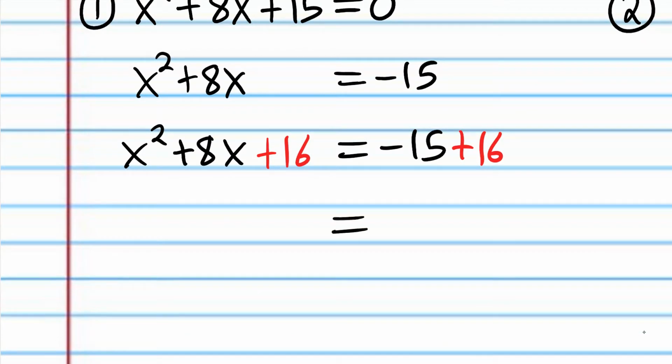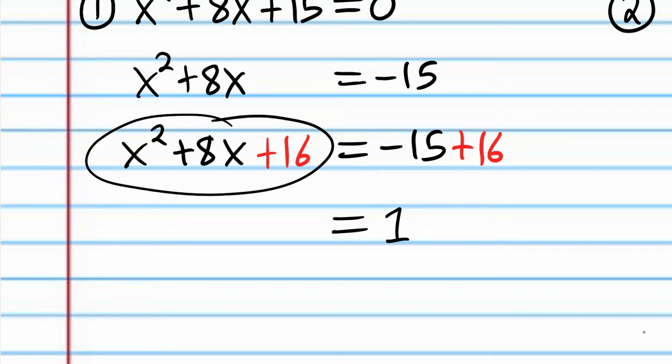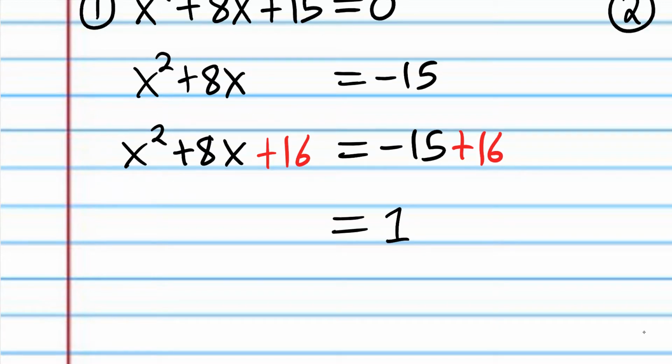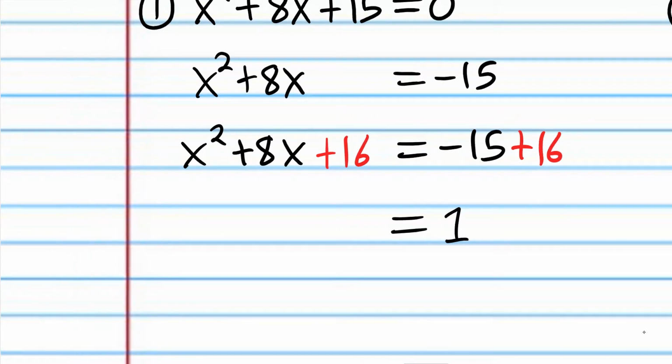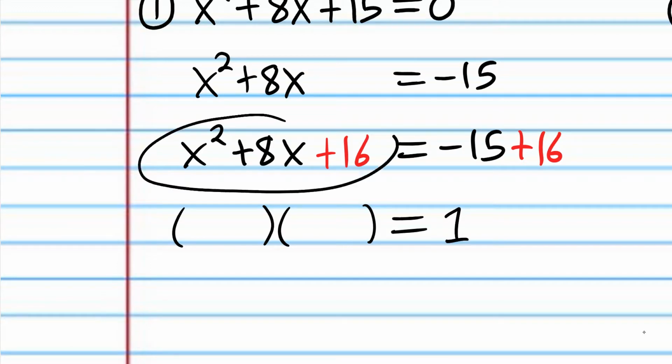So first of all, let's do the easy part. Negative 15 plus 16, that's just going to be 1. But over here, we're going to factor this, just like we factored in the previous problems. Okay, so we need 2 sets of parentheses, and see if you can go ahead and factor that. I want you to factor this and see what that will look like. What 2 numbers multiply to 16 and add to 8? And you can pause the video if you want to.